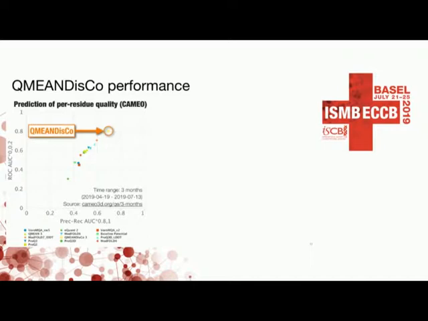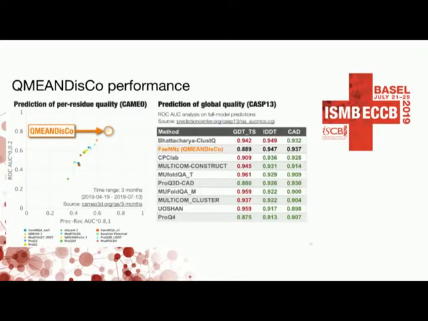This is over a time range of 3 months, meaning that it has scored almost 3,000 models in this time range. It also participated in the last round of CASP, where you have a similar problem setup on the global scale. So basically, how well can we classify good models from bad models? That's what you see in the table there.